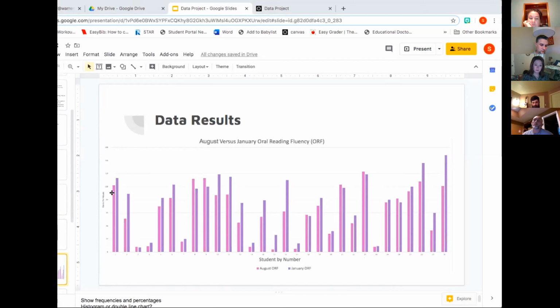You can see the August data compared to the January data here. And it shows the growth. There is only one student here who did not show growth, almost stayed the same. But again, the passages are more difficult and the student was not having a good day.